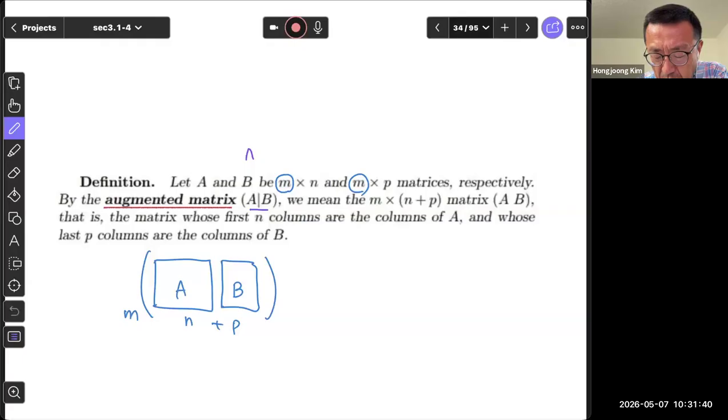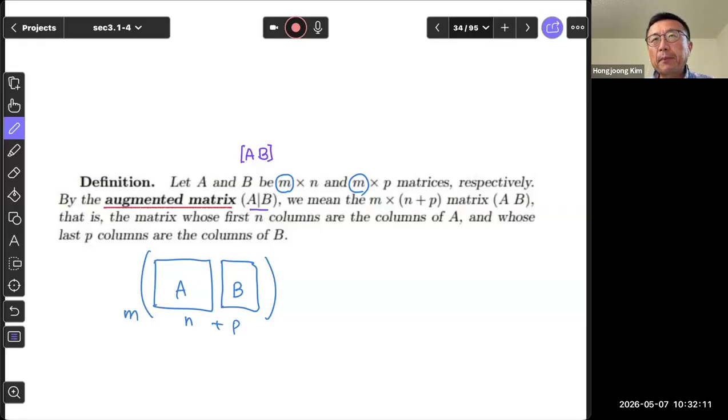In some textbooks or papers you may see a notation without the vertical line between A and B, and some people use square brackets to imply the augmented matrix, but any parenthesis can be used. So the meaning is that the contents of A and B are merged to define a larger matrix.